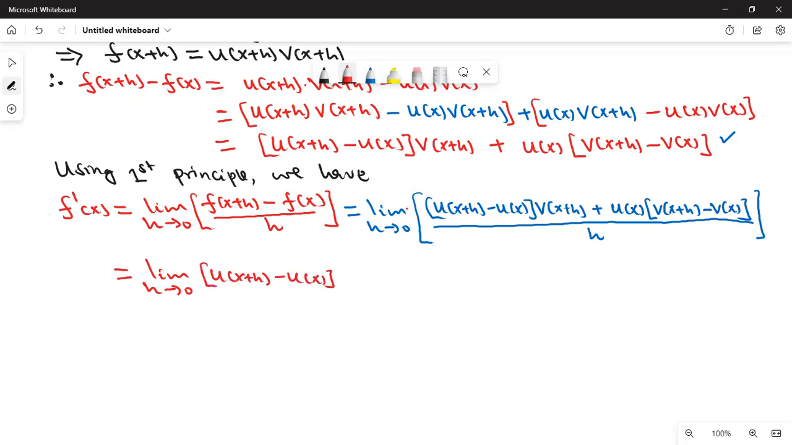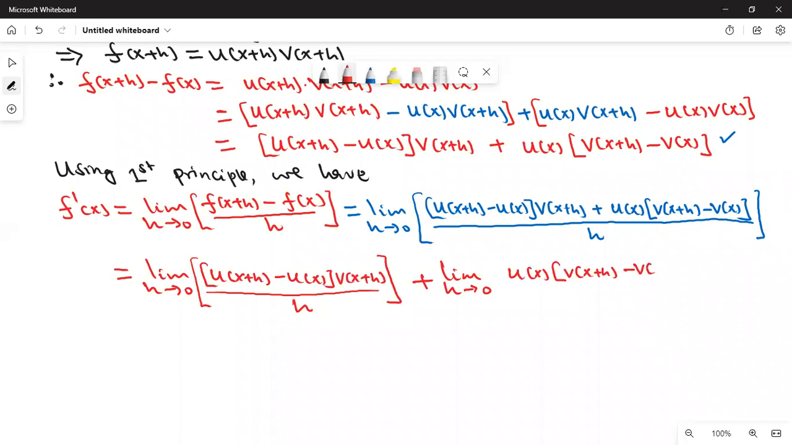This one you multiply by v of x plus h and you divide by h. That should be a straight line. Divide that by h at the first part. The other part is the limit as h approaches 0 of u of x times v of x plus h minus v of x. The whole of this is divided by h.